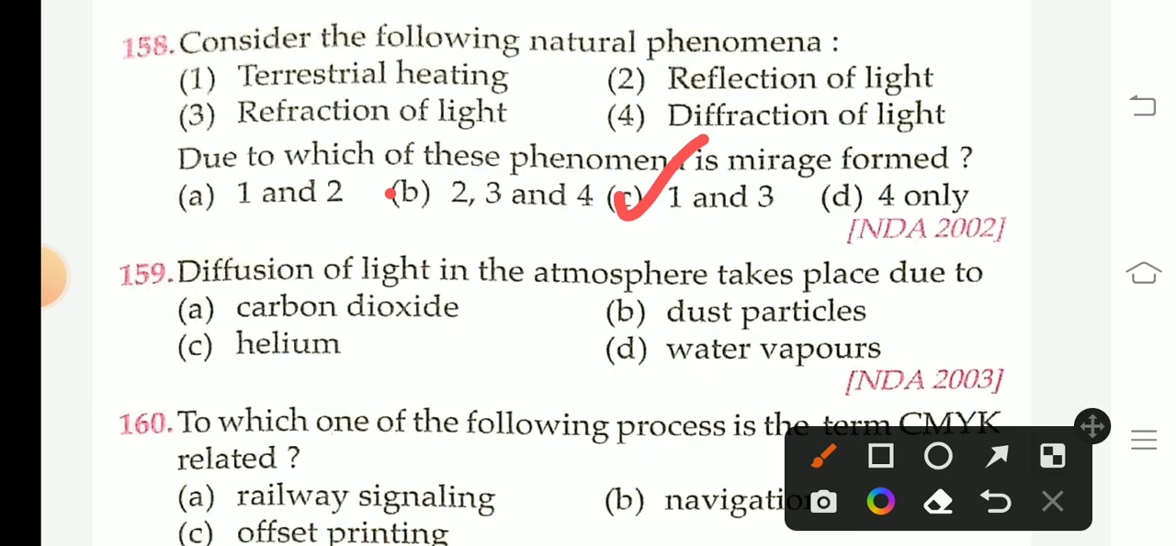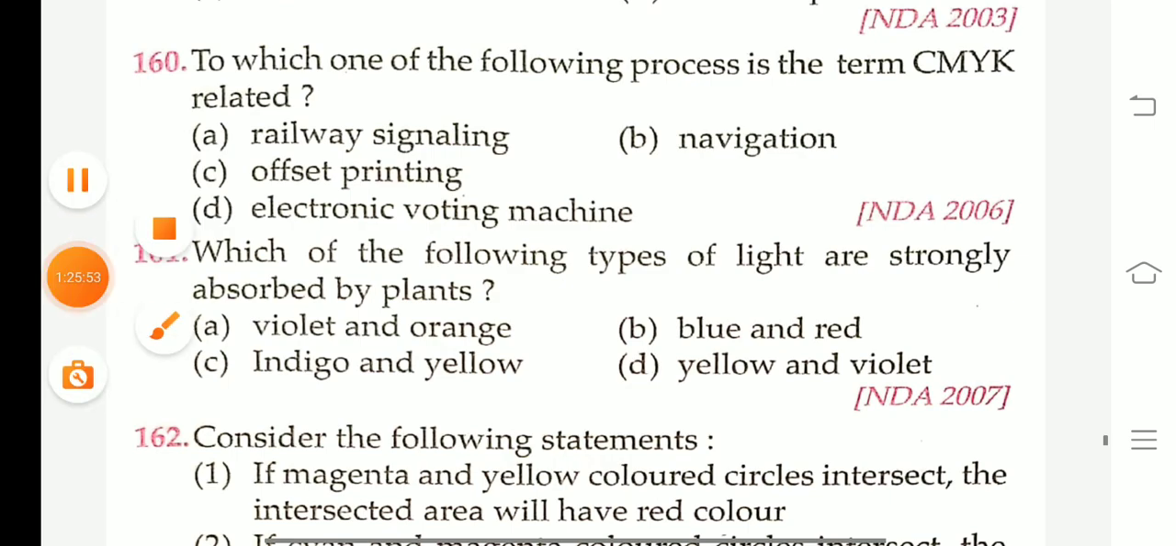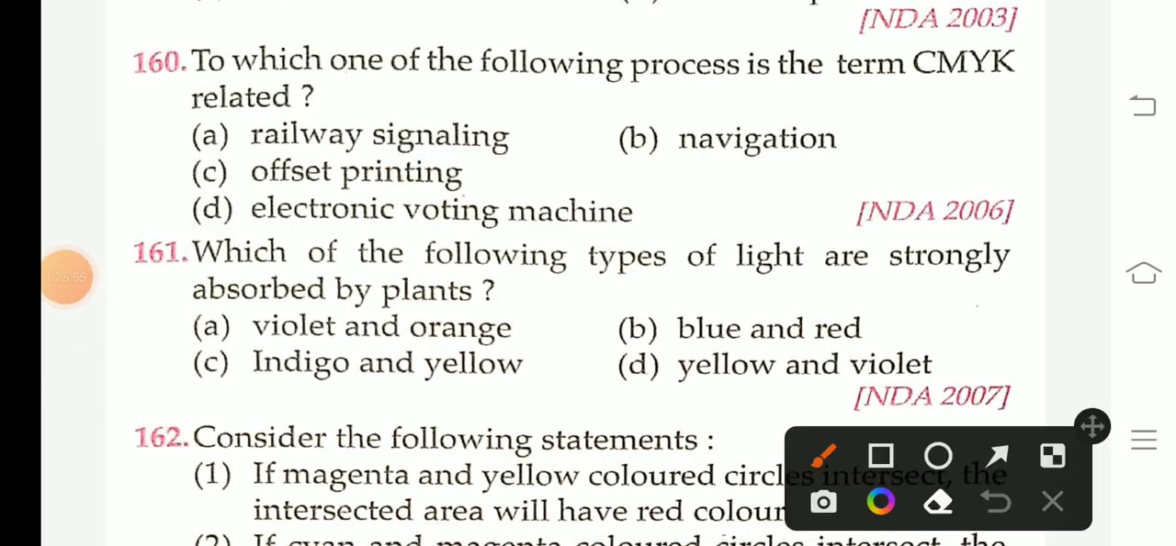Next, diffusion of light in the atmosphere takes place due to. Right answer will be option B, dust particles. Next, to which one of the following process is the term CMYK related? Right answer will be option C, offset printing.